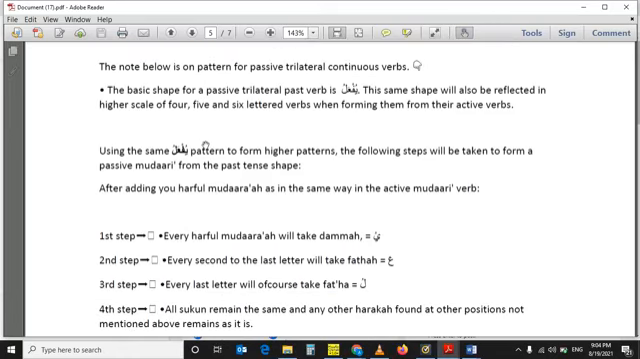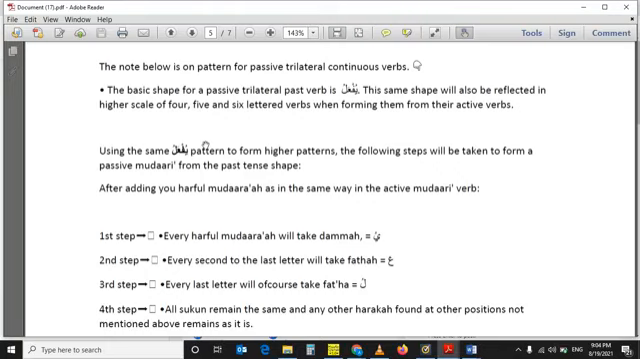So what are the steps to take for converting to majhul for 4 or more lettered verbs? Because the one for 3 letters is straight. Now we know the way to derive the passive verb for 3-lettered verbs, it is straightforward. There is no two way about it. It just comes in the shape yuf'alu always. Now we are talking about how to derive it for 4-lettered, 5-lettered, and 6-lettered verbs, inshallah.